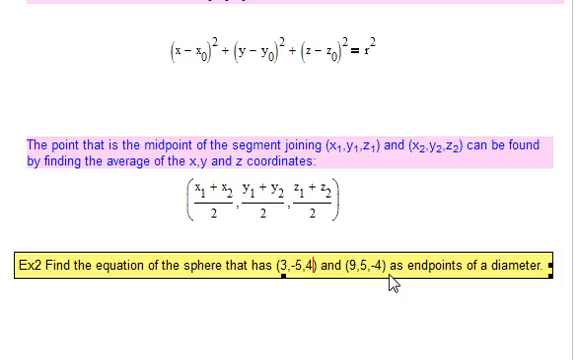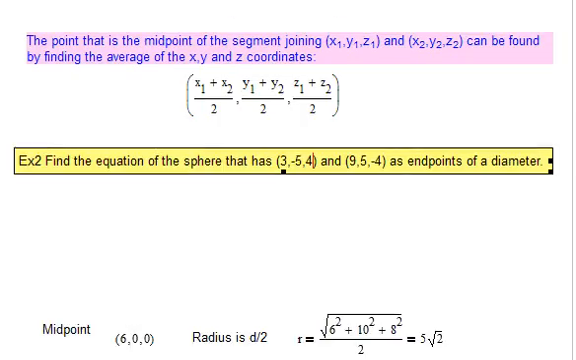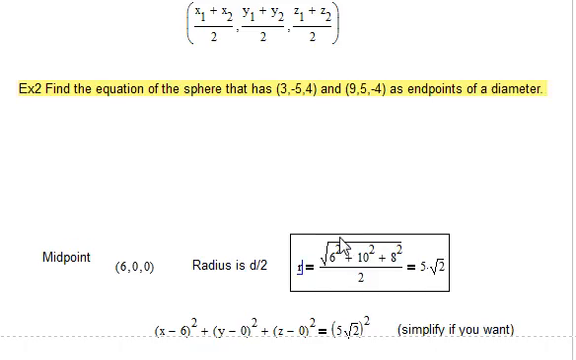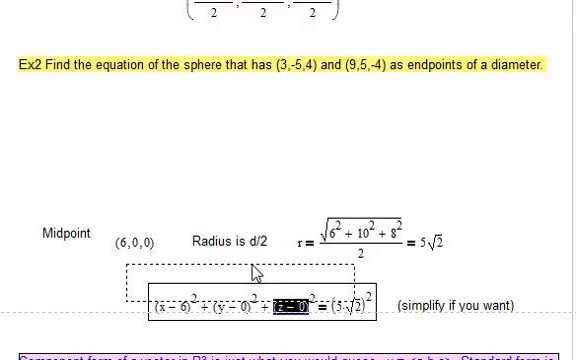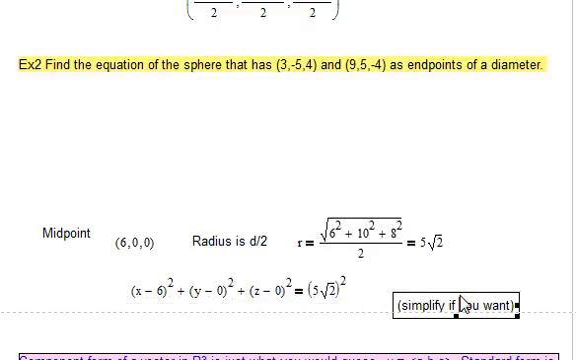Well, how can we simplify that? That's the square root of 100 times 2, that's 10 square root of 2. That's the diameter. However, we don't want the diameter, we want the radius, and that's half of that, so 5 square root of 2. So we got the center, (6, 0, 0), and the radius, 5 square root of 2, and here's where that all came from. You can check those calculations if you want.